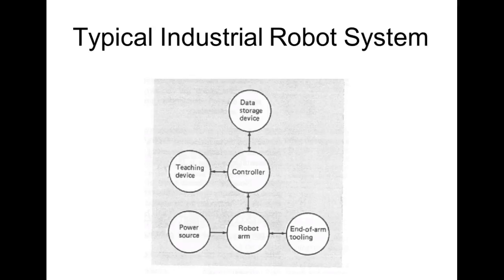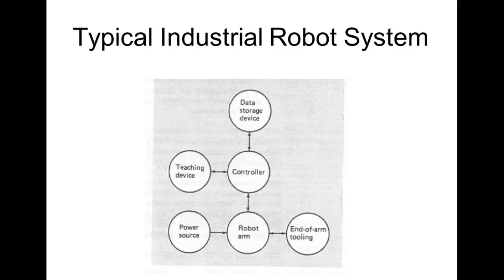This is the basic makeup of an industrial robot. We have some major components. We have to have a power source for the robot. We have to have the arm. We have the end of arm tooling that we're going to attach.